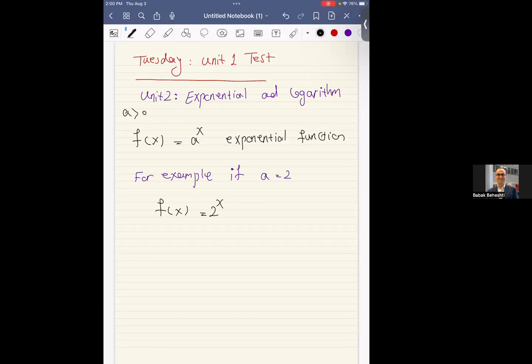So what is the y-intercept? f of 0 equals 2 to the power 0, which is 1. This is the y-intercept.